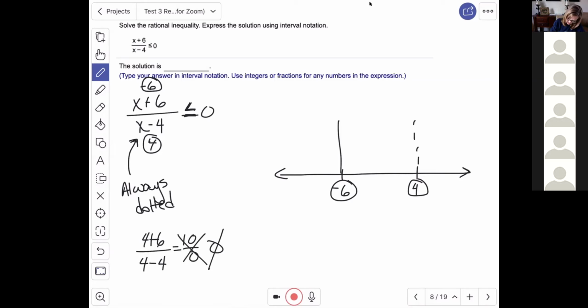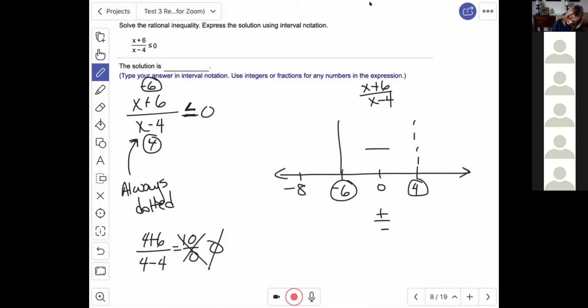All right, real quick, let's test it and get our answer. So something between here, I'll pick 0. We're plugging it into x plus 6 over x minus 4. If I plug 0 in, I get 0 plus 6, positive. 0 minus 4 is negative. So positive divided by negative is negative. I just started with the middle one for no particular reason. It does not matter which one you start with. It's the easiest because you can plug in 0.